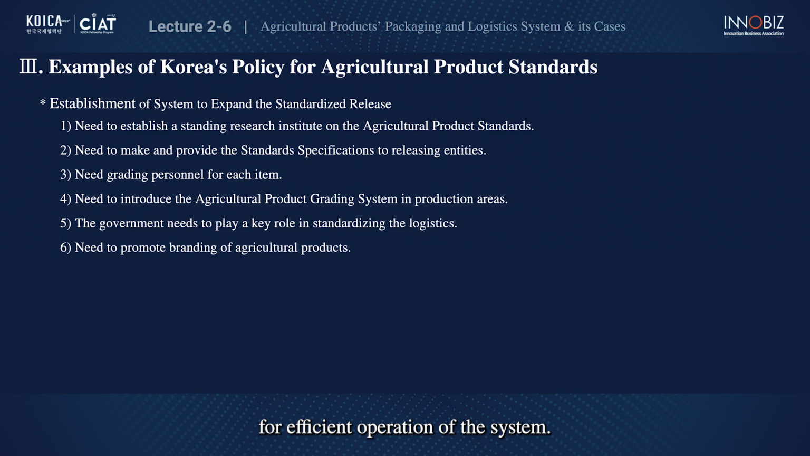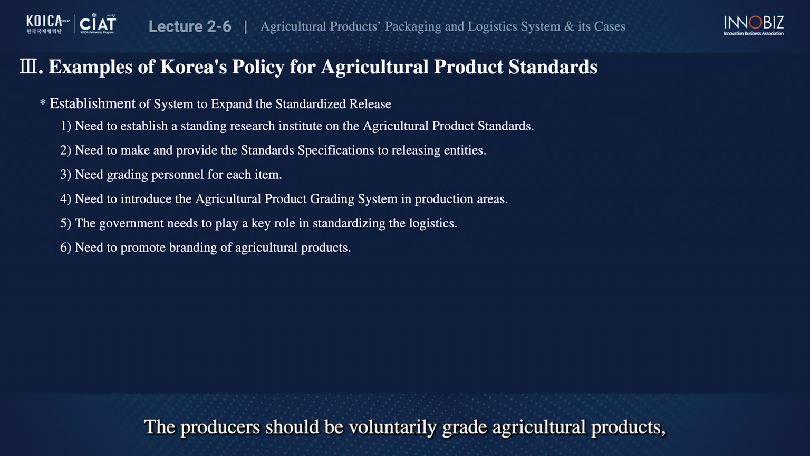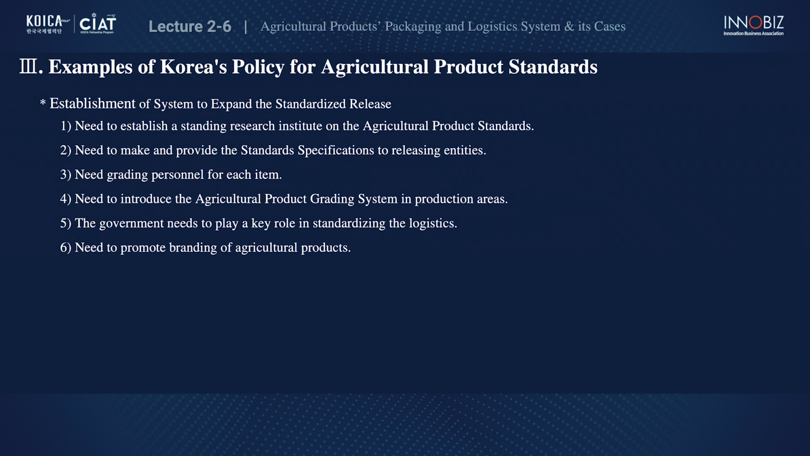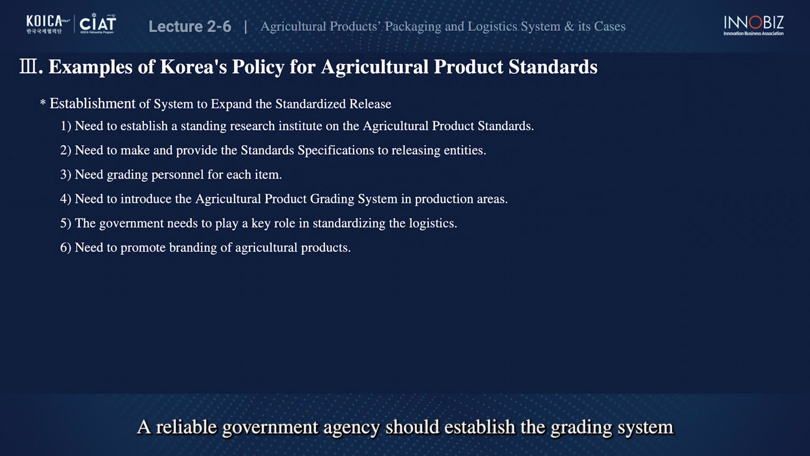For efficient operation of the system, the producers should voluntarily grade agricultural products and the inspectors should confirm and assure the grade. To establish and apply the identical standards nationwide and to enable the sale by description, a reliable government agency should establish the grading system.